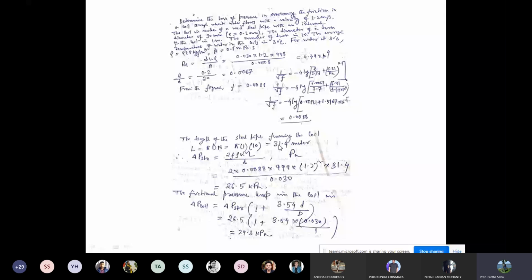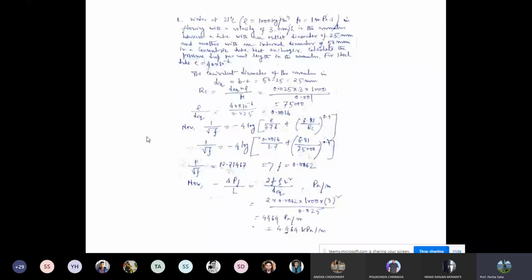For a straight pipe, if you consider it's a straight pipe, what is the pressure drop? This expression 2F rho U square L by D gives 26.5 kilopascal. Now, if it is a coil, since it forms a coil, what will be the pressure drop? You use that expression, and it will be 29.6 kilopascal. So you see that a pipe in the coil position has a higher pressure drop than in a straight position, because of the formation of the coil. That is what you have to remember.